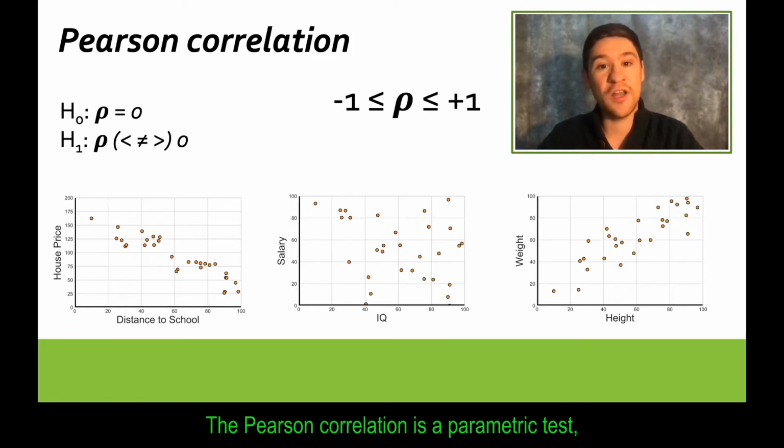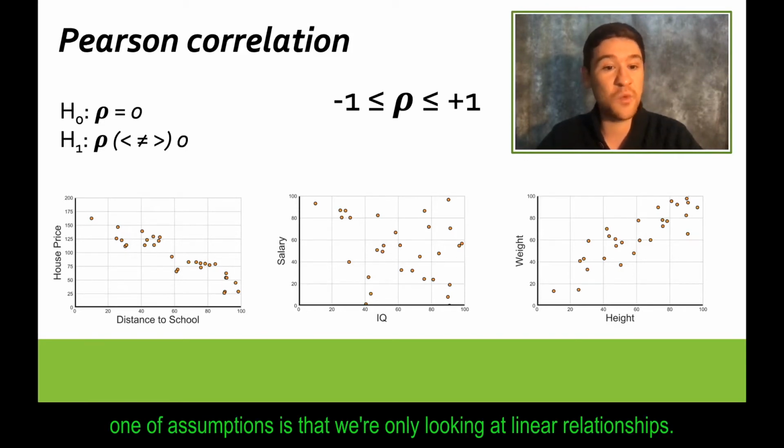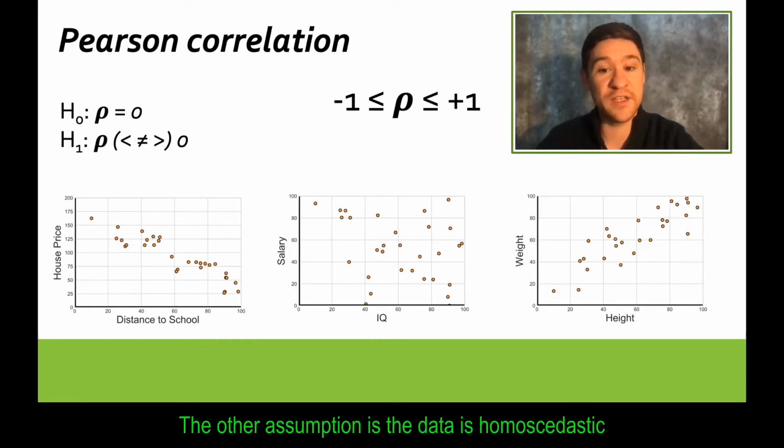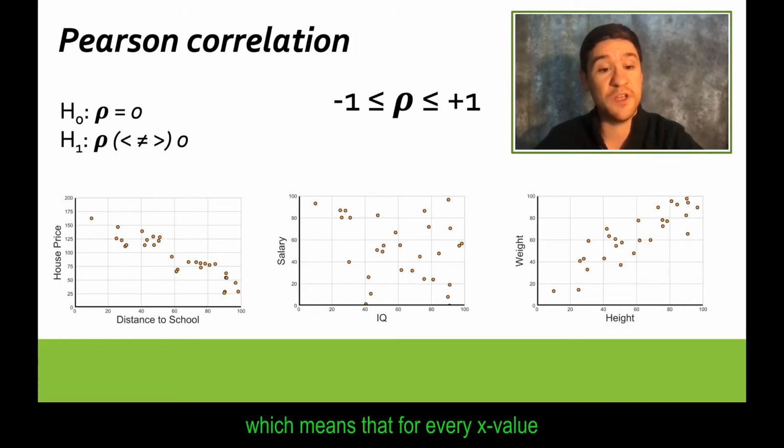The Pearson correlation is a parametric test. There's a lot of assumptions we need to follow. So one of the assumptions is that we're only looking at linear relationships. The other assumption is that the data is homoscedastic, which means that for every x value, we have the same variance in the y.